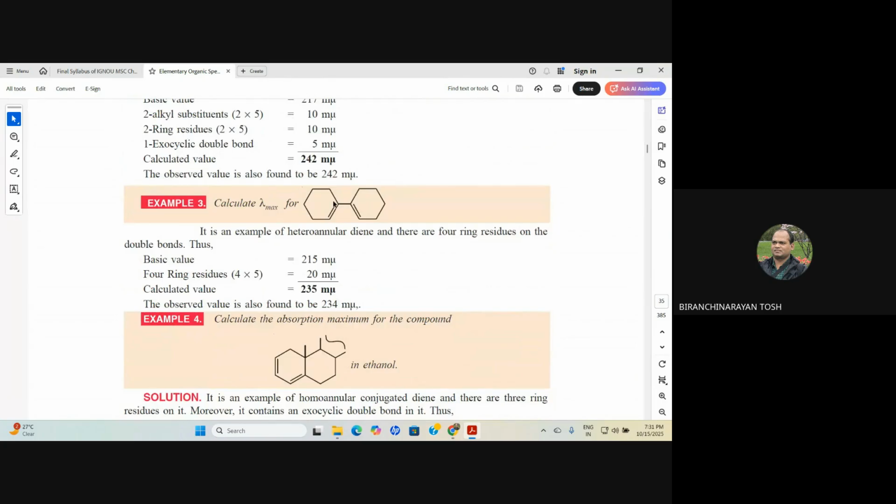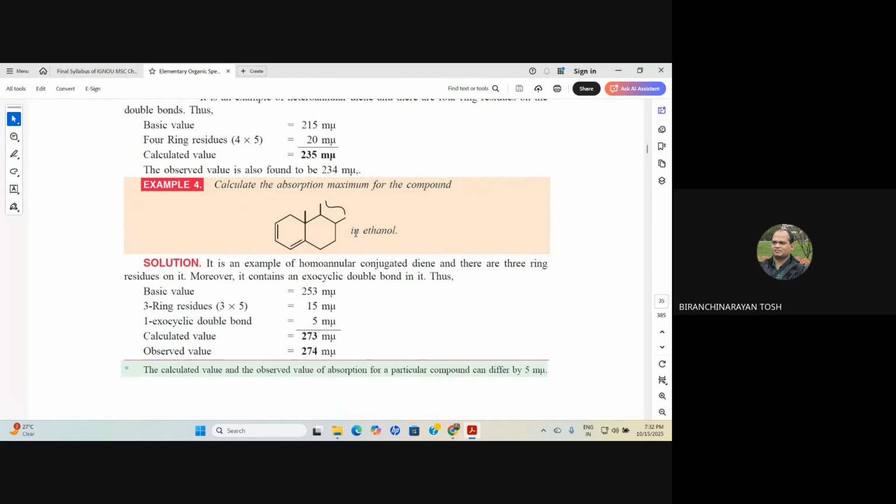And this one is a heteroannular diene. So for heteroannular conjugated diene, the basic value is 215, as given in the table, and 4 ring residues, 1, 2, 1, 2. So 4 ring residues, 4 into 5 equal to 20. So 235. Observed value is 234.